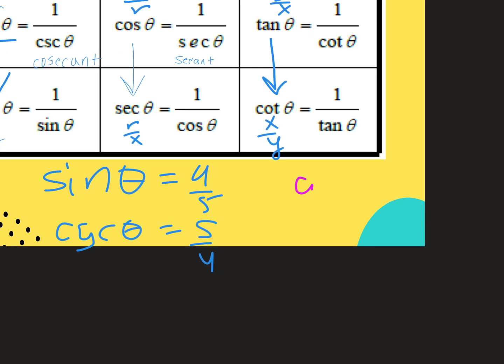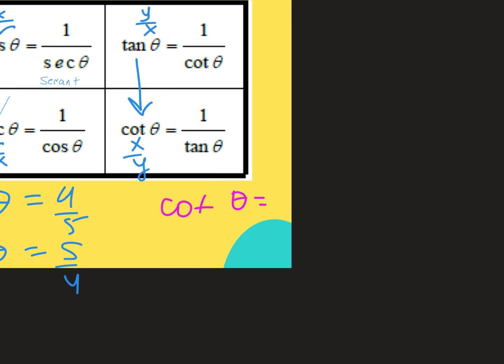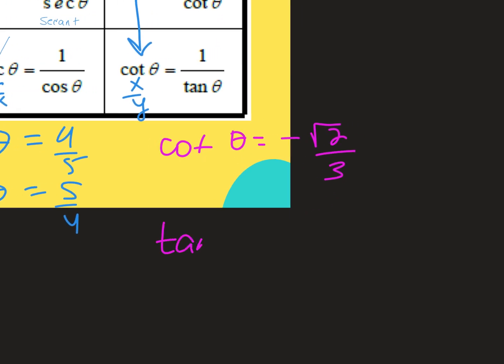Good. What about if the cotangent of theta was negative square root of 2 over 3? What's the tangent? Perfect. 3 over negative square root of 2. And then we look at that and go, oh, wait a second. We have to simplify that.